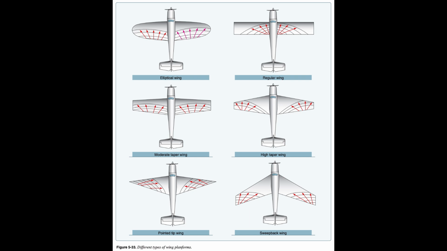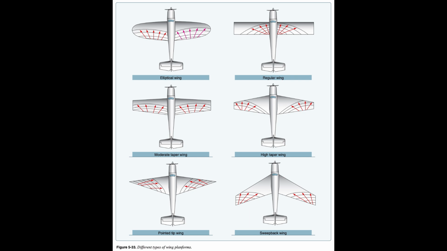Aspect ratio is the ratio of wingspan to wing chord. Taper ratio can be either in planform or thickness, or both. In its simplest terms, it is a decrease from wing root to wingtip in wing chord or wing thickness. Sweepback is the rearward slant of a wing, horizontal tail, or other airfoil surface.